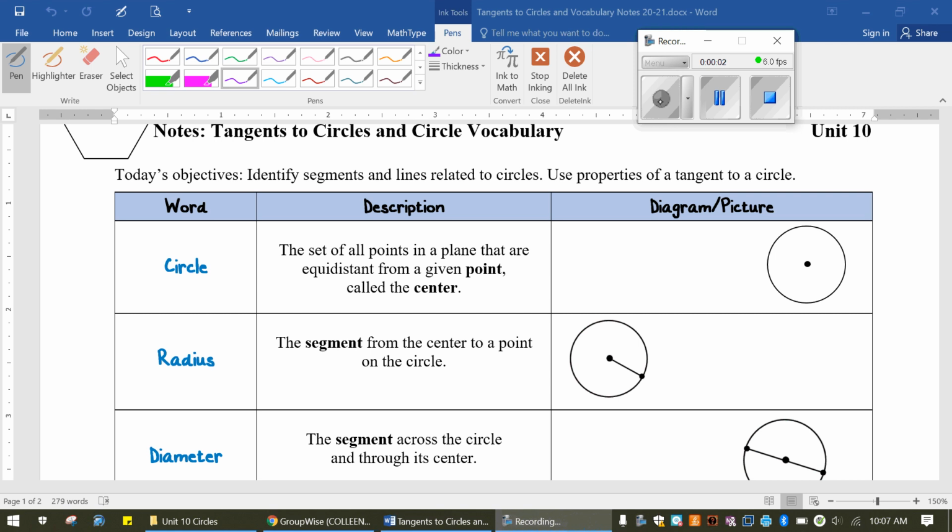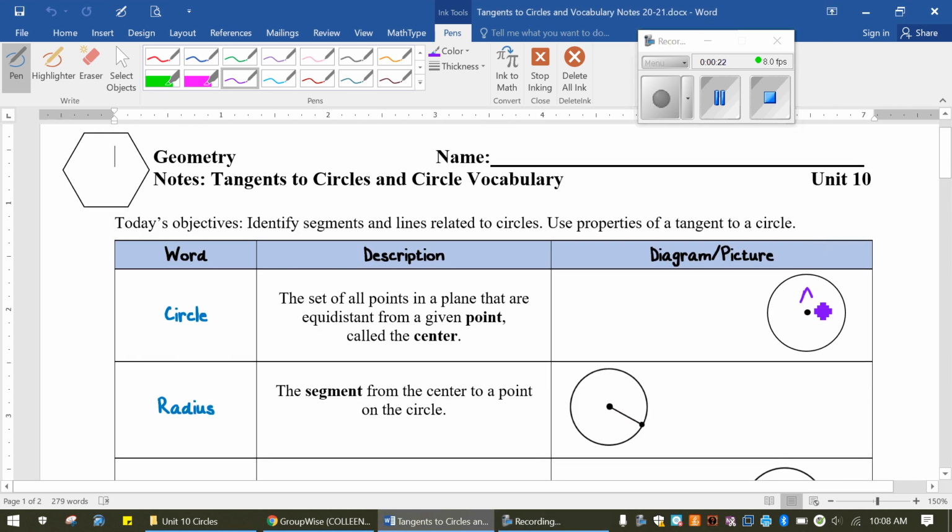Guys, we're going to learn some circle vocabulary today. The first definition is the definition of what a circle is. A circle is a set of all points in a plane that are equidistant from a given point called the center. So on the diagram here at the right, I'm going to label the center of this circle with the letter A.